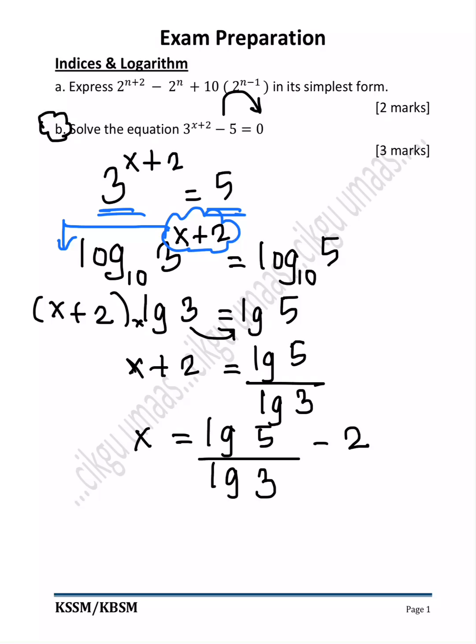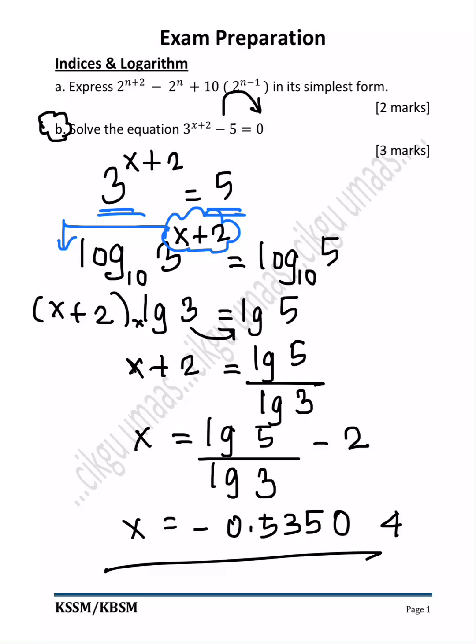I think all of us have got a calculator for this. So you press the calculator, and the final answer you get is x equal to negative 0.5350, if you want to leave it as 4 significant figures. Okay.